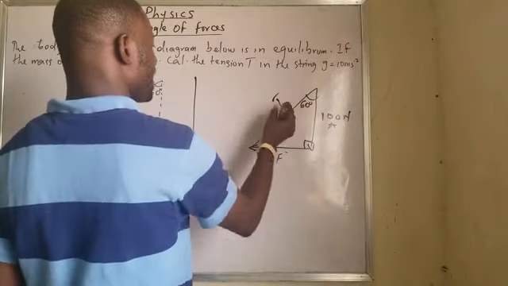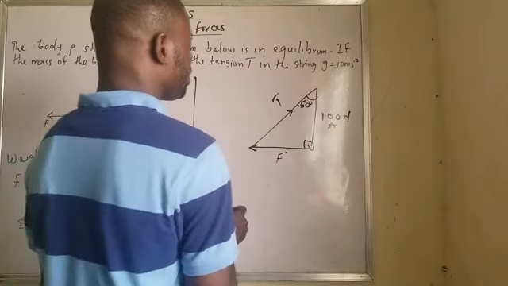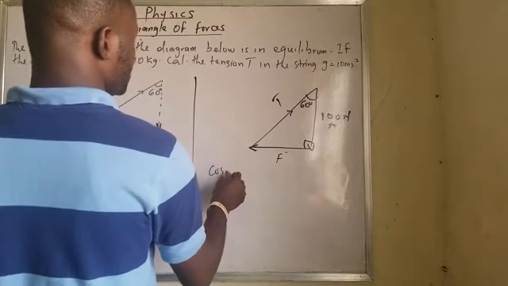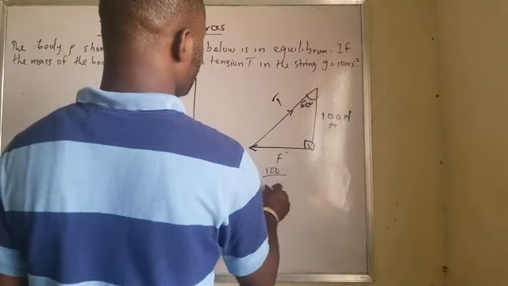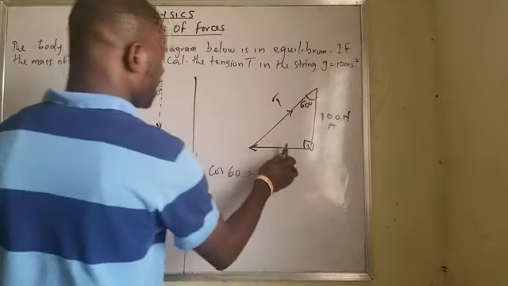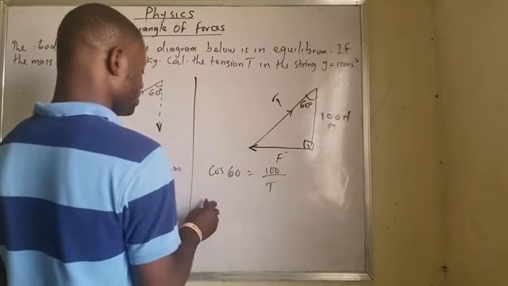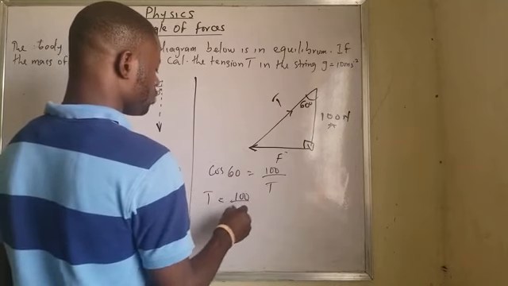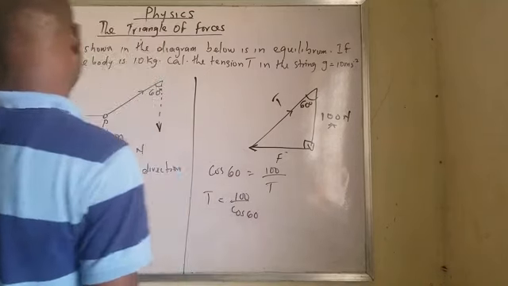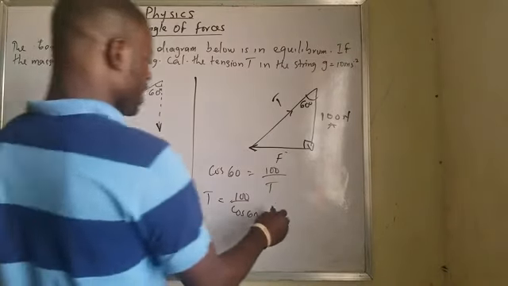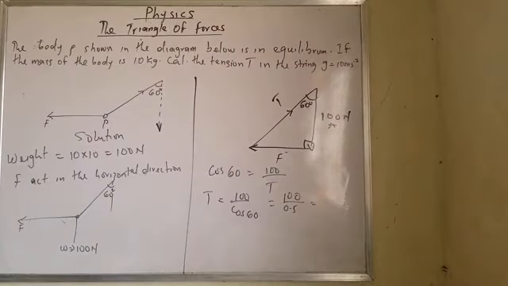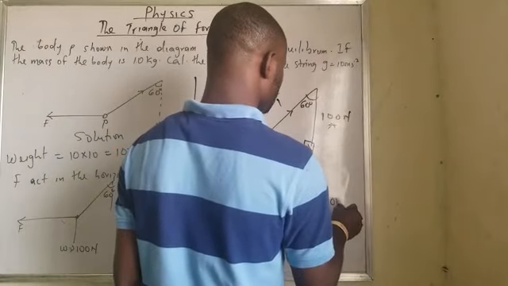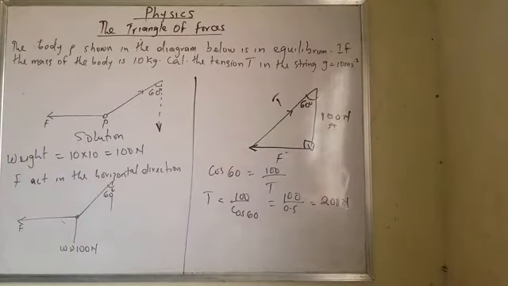Now, if I have this, it means I will be talking about my cos 60 will be equal to the adjacent, 100, all over tension. Now, this is going to be T, this is the applied force. It means I can say that my T will be equal to 100 all over cos 60. Now, we all know that cos 60 is 0.5, so I will be having 100 all over 0.5, which will be equal to 200 Newton. That is what I have. It means it's 200 Newton.